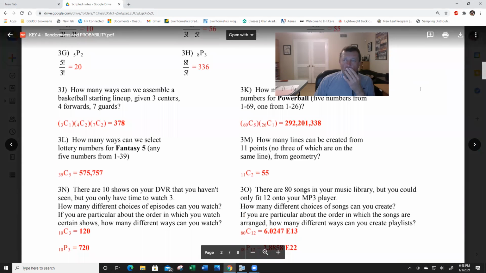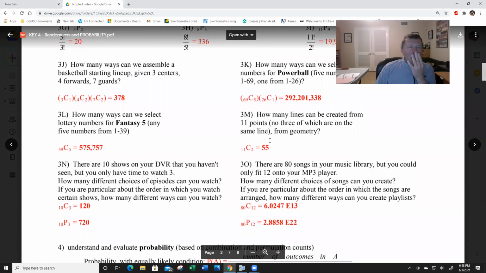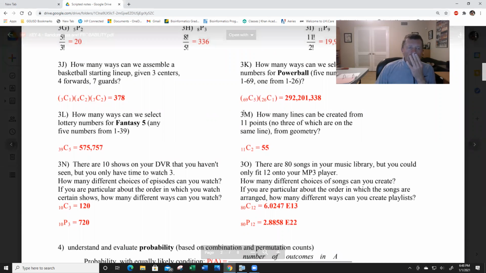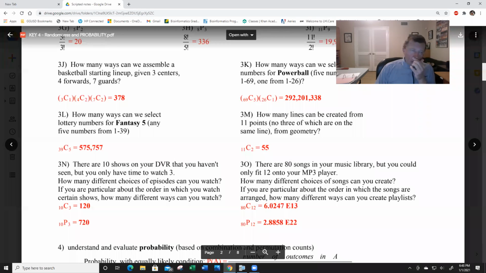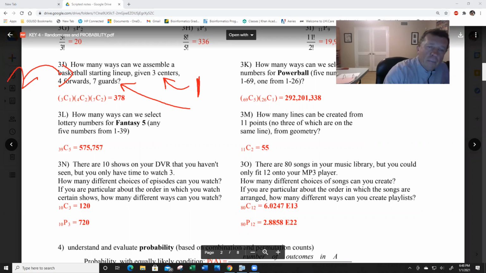For this next one, how many ways can we assemble a basketball starting lineup given 3 centers, 4 forwards, and 7 guards? All right. First of all, I have to say, I'm talking traditional lineup. Don't give me that we're going to start 5 guards. You may not even know this, the traditional lineup is 1 center, 2 forwards, and 2 guards. So my bad for being a traditionalist, being an old person.